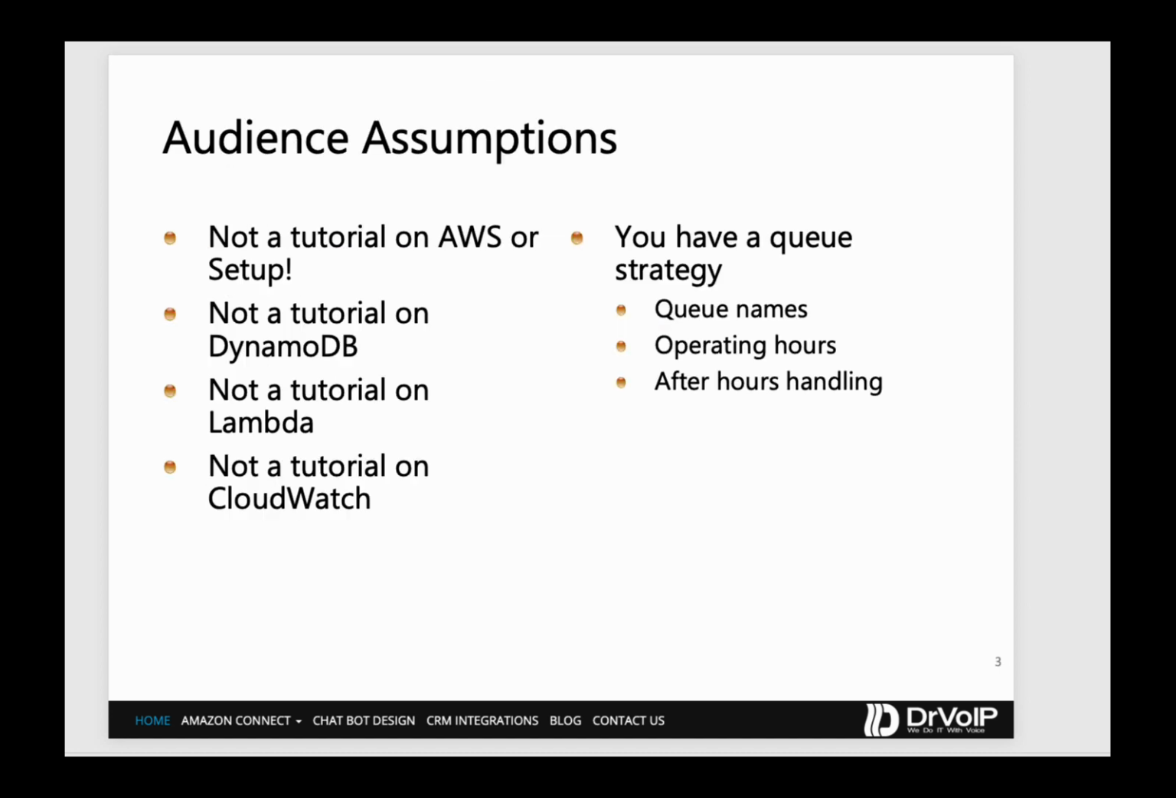So we're not going to be doing a tutorial on how to set up Amazon Connect. We assume you already have a contact instance set up. We're not doing a tutorial on DynamoDB or Lambda or CloudWatch. There are many, many other videos out there. I don't think that you really need deep understanding of these subject areas. If you have some experience, it'll make this a little bit easier. But we will walk you through how to configure a Dynamo table. And we're providing you the Lambda functions. And so all you have to do is install them, and we'll walk you through that.